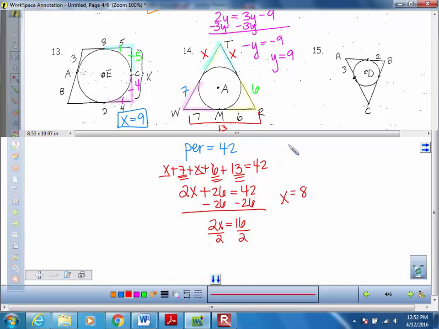Okay? It also asked me to find TR. So how long would TR be? It would be 14 because we do 8 plus 6, which is 14.